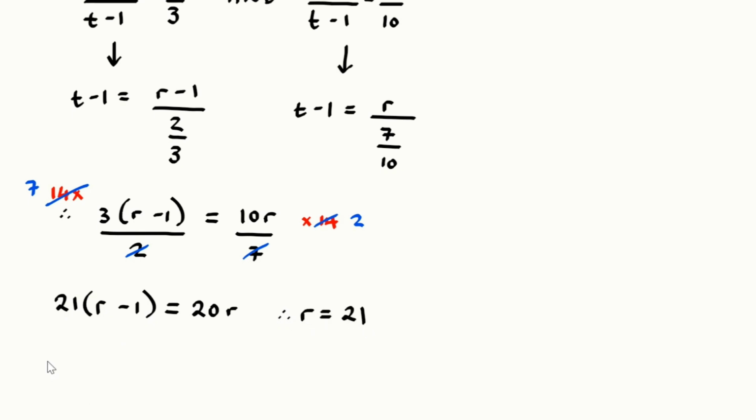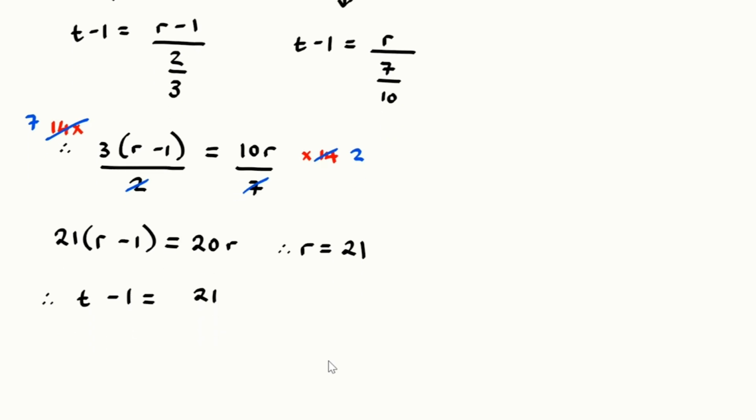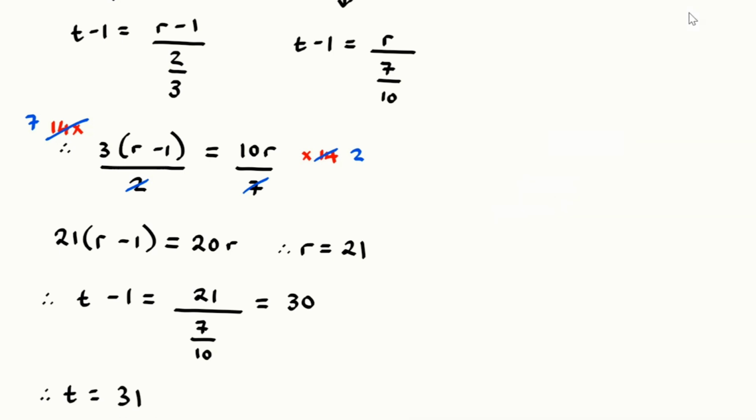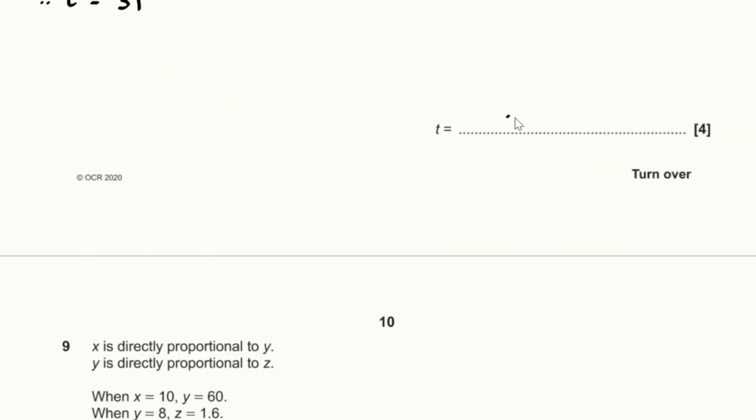And knowing that r equals 21, t minus 1 is equal to 21 divided by 7/10. So 21 divided by 0.7 is 30. So therefore, t is equal to 31. So I've got 31.